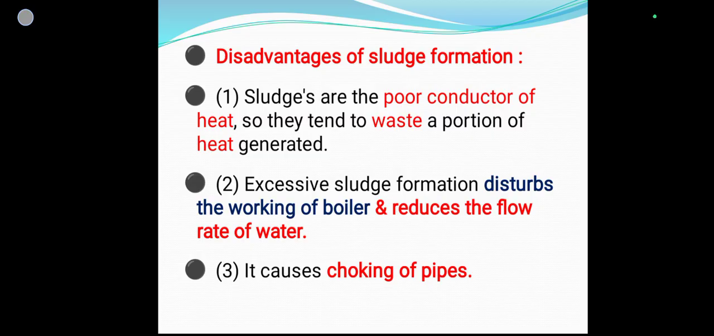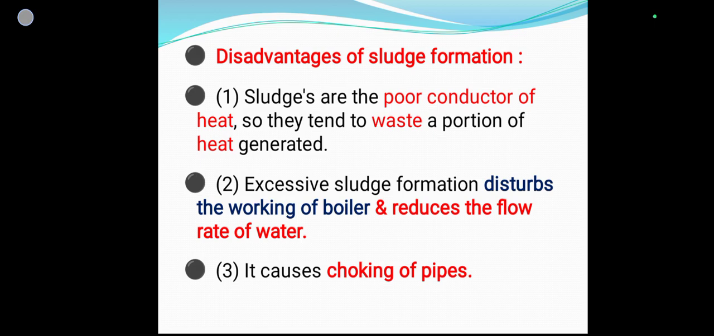Simply, the first disadvantage you have to remember is wastage of heat. Why? Because sludge is a poor conductor of heat. Then the second one: if excessive sludge is produced inside the boiler pipe, what will happen? The produced sludge will reduce the flow rate of water. So water will not flow freely because of sludge production. So overall it will disturb the working of the boiler, and the overall working of the boiler will reduce because of sludge formation.